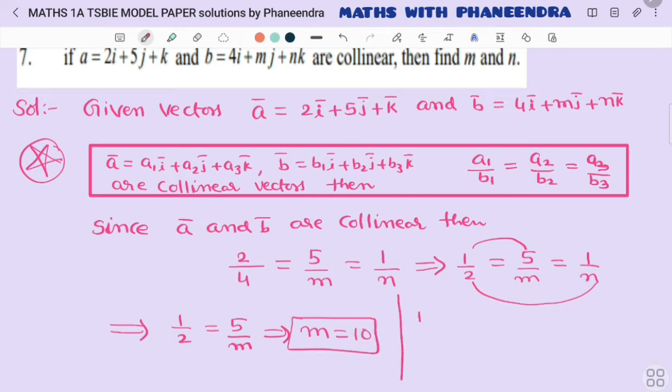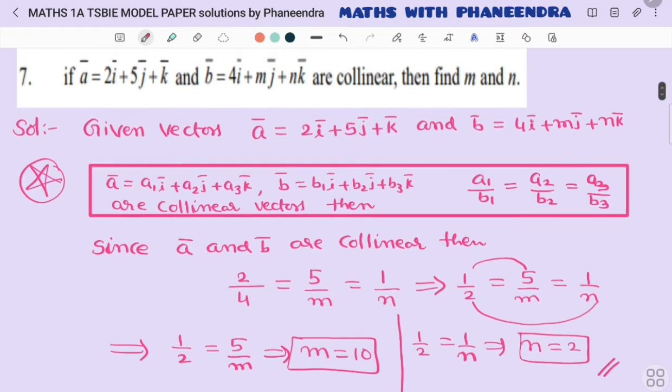Similarly, 1 by 2 is equal to 1 by n. That implies that, by cross multiplication, n is equal to 2. So therefore, the values of m and n are 10 and 2. That's all. They are asking to calculate the values of m and n.